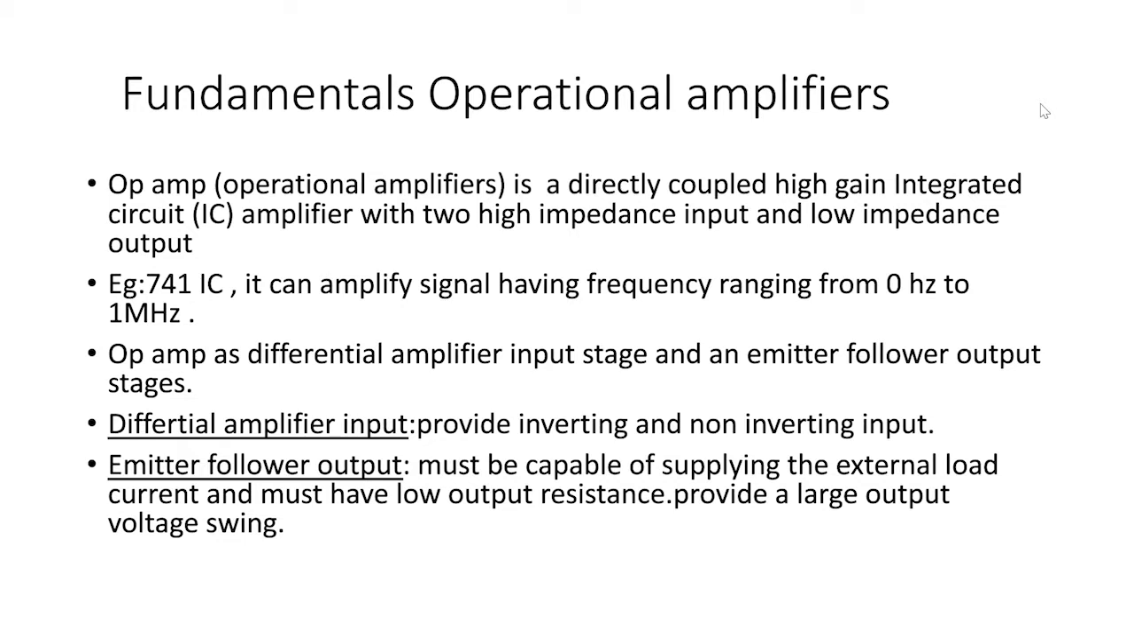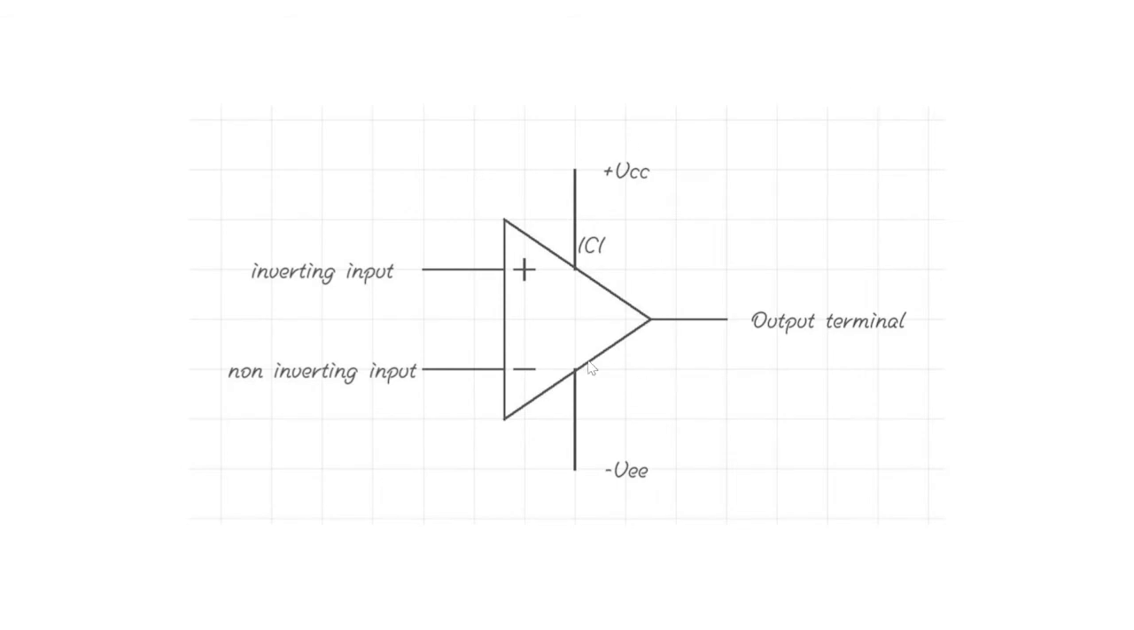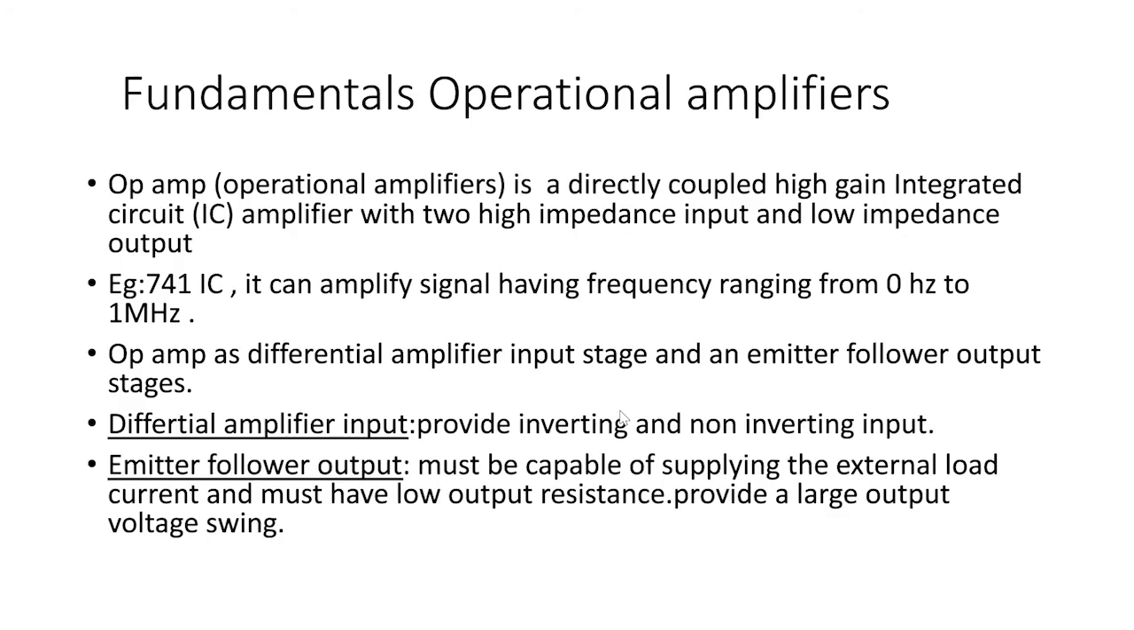Fundamentals of Operational Amplifiers. An op-amp is a directly coupled high-gain integrated circuit amplifier with two high input impedance inputs and a low impedance output. Here is the symbol of an op-amp. Here are the inverting input and non-inverting input, the output, and two supply voltages. An example of an op-amp is the 741 IC.